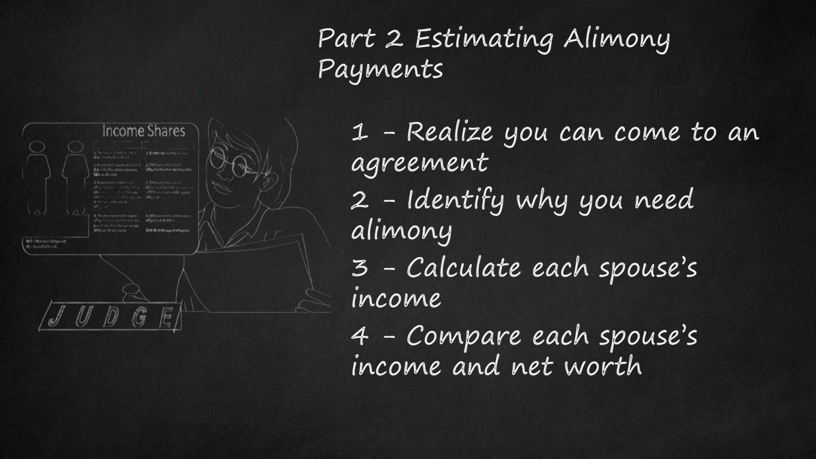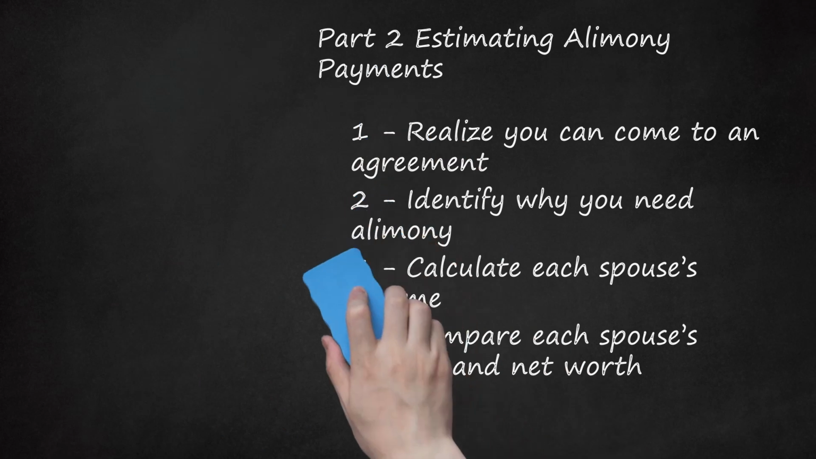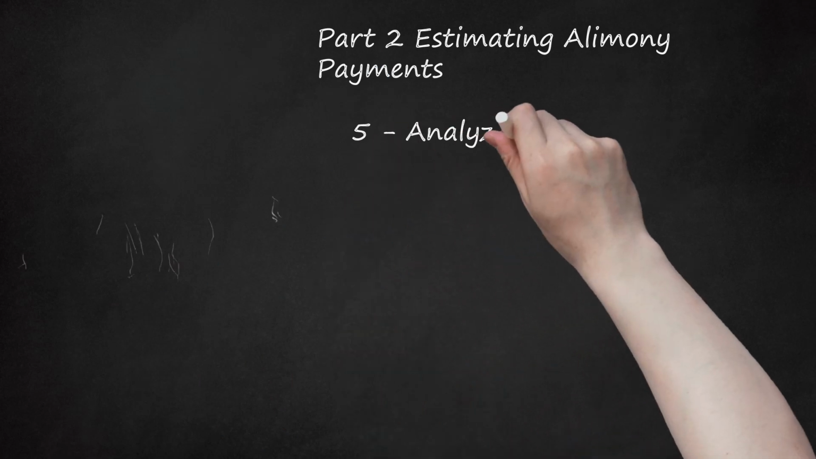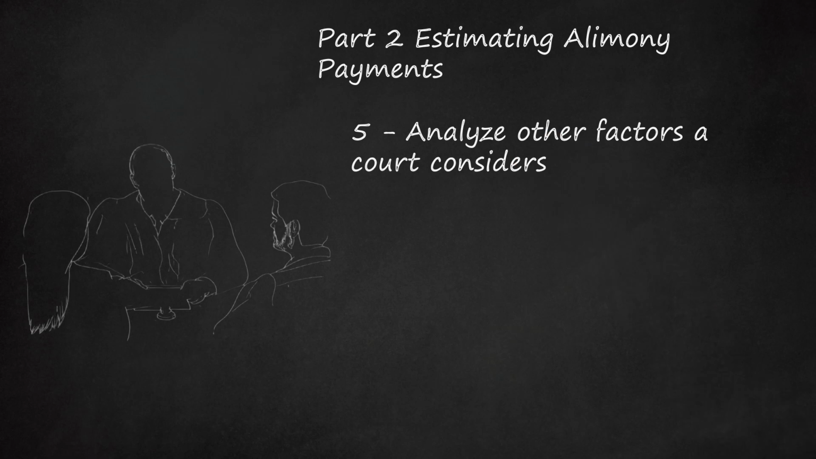For example, the disparity may be great. Nevertheless, the marriage could have been very short. Also, the spouse who makes less could be close to finishing their college degree. In this situation, alimony might be short-term and rehabilitative in nature. 5. Analyze other factors a court considers. A court will also consider certain factors when calculating the amount and duration of your alimony. Each state has its own set of factors. Only a qualified attorney can properly advise how these factors apply to your situation.